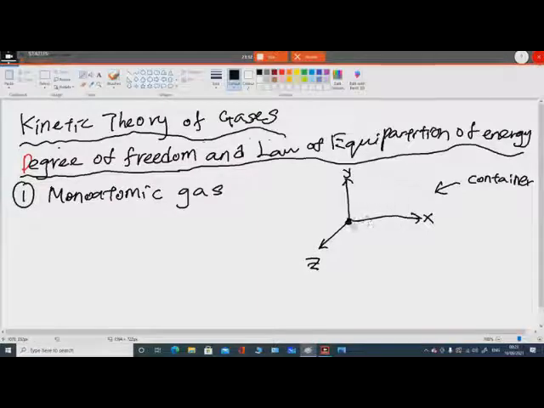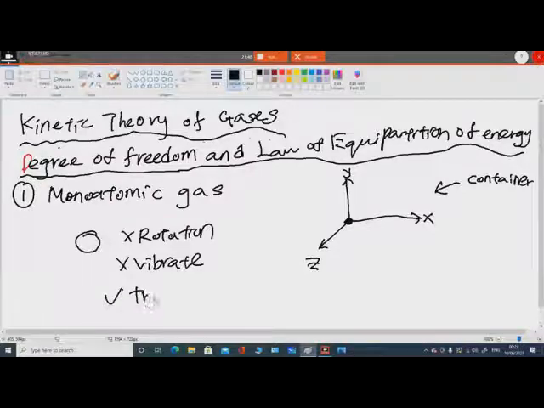Okay, so since the monoatomic gas is a single atom, there's no rotation, and since it is a single atom, it cannot vibrate by itself, and it cannot rotate by itself. So hence monoatomic gas consists only of translational motion, which is the linear motion.